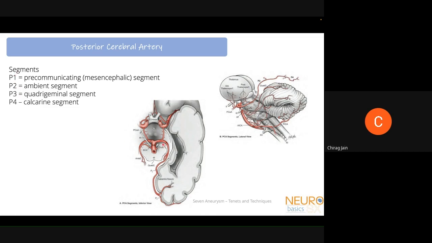And the P1 segment is the pre-communicating segment, that is from the origin up till the point of posterior communicating artery. The P2 segment is the segment running in the ambient cistern. The P3 segment is the part running in the quadrigeminal cistern. And the P4 segment will be the part running in the calcarine fissure.